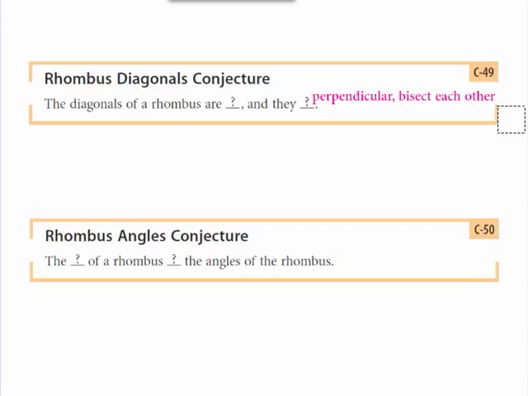Now it says they bisect each other. That doesn't mean that all 4 parts are equal. That just means that they bisected each other into 2 halves. Now the next one: the blank of a rhombus, blank the angles of the rhombus. What do you think goes in the blanks? The diagonals of the rhombus bisect. Perfect. The diagonals of a rhombus bisect the angles of the rhombus. So nice job.